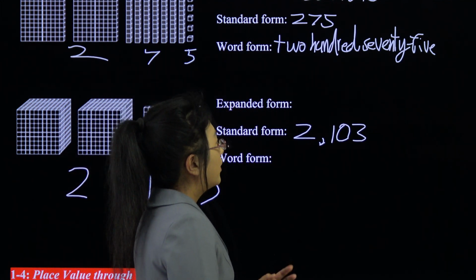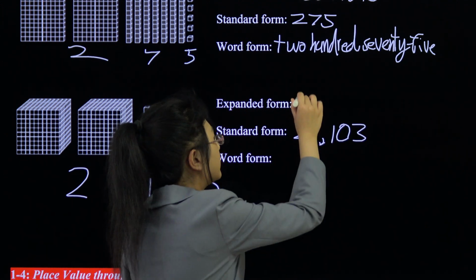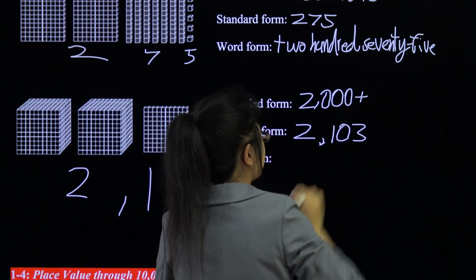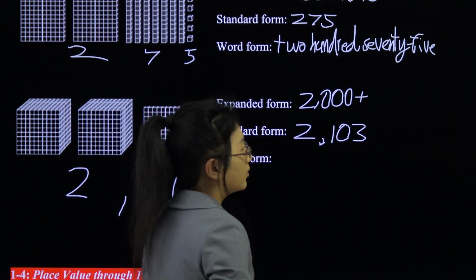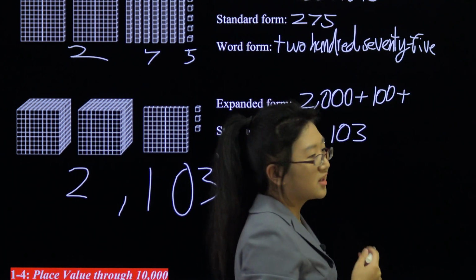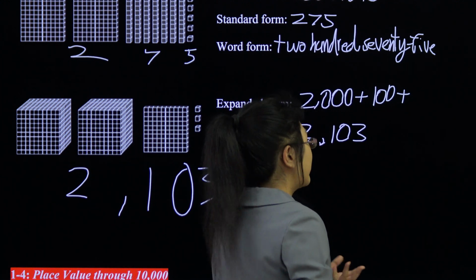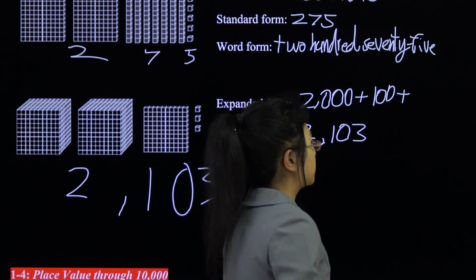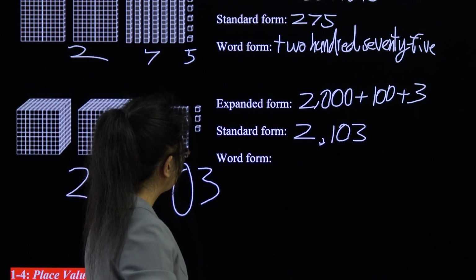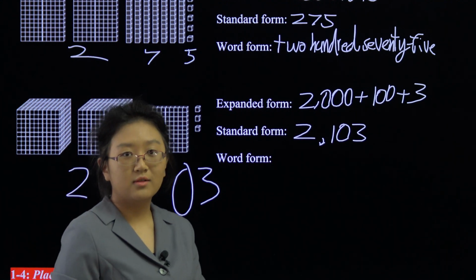Okay, moving on. What's the expanded form? Well, for the expanded form, we have 2,000 plus 100, and there's nothing in the tens, so we skip that. And we move on to the ones, and ones is just, well, 3. Yay, that's our expanded form. What's our word form? Well, read it out.